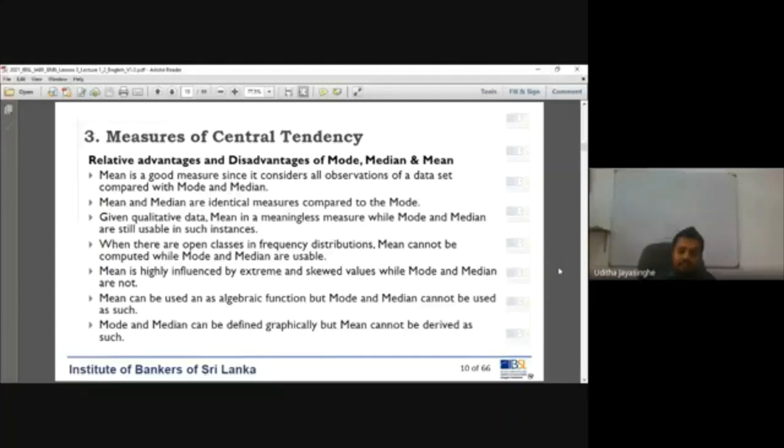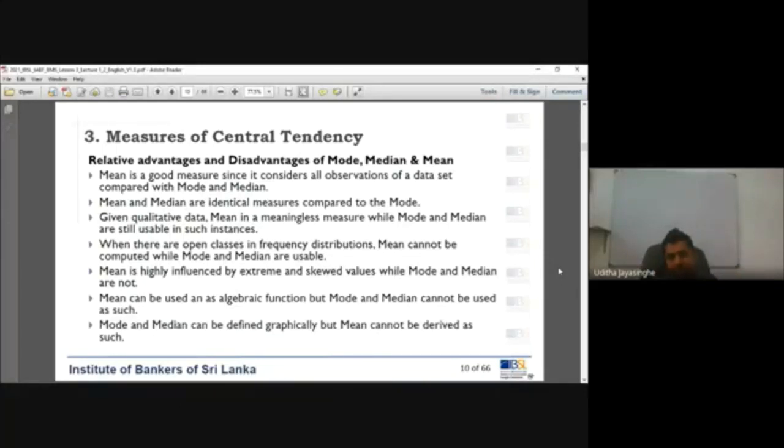Mean is a good measure since it considers all observations of the data set compared to mode and median. That I hope you understand now. Compared to mode and median, true that we look at all the data points and we select the mode and median, but still mean is a computed value, a derived value, a calculated value using all the observations.